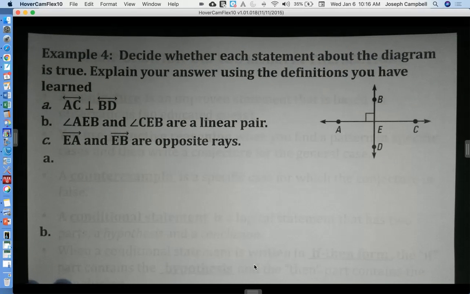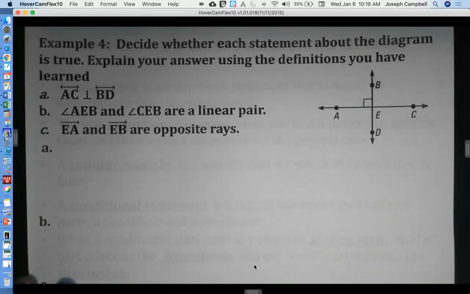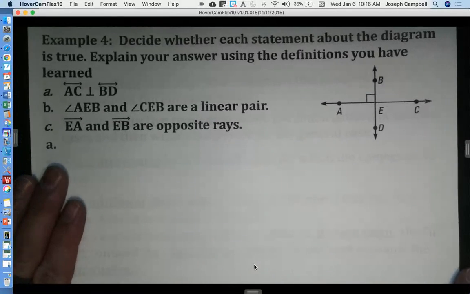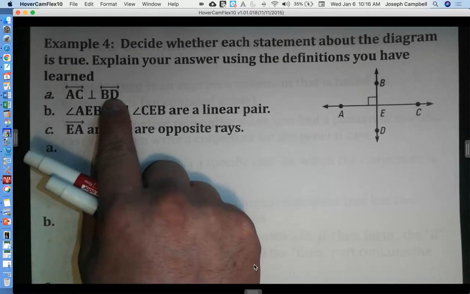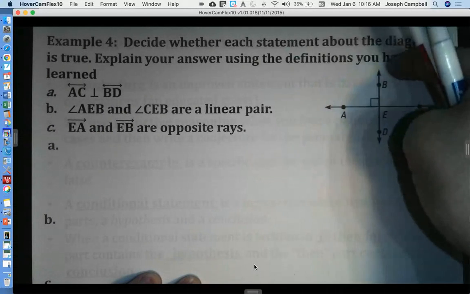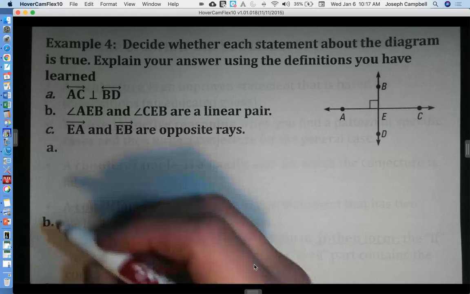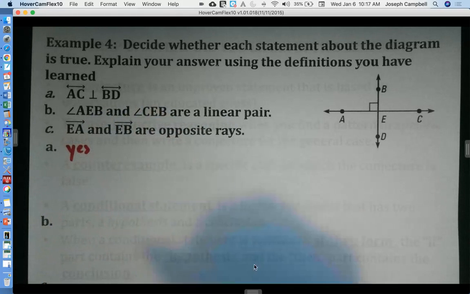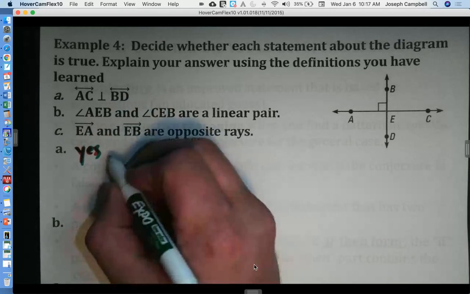Okay, example 4. Decide whether each statement about the diagram is true. Explain your answer using the definitions you have learned. Almost there, guys, almost there. So let's decide if A is true. AC is perpendicular to BD. Okay? Are they perpendicular? Hopefully you're saying yes. Probably shouldn't have used red for yes. Yes. Now it's Christmas time again. Yes. Why?